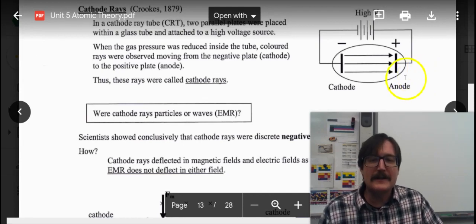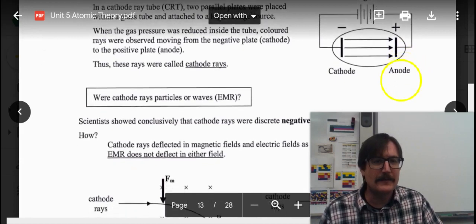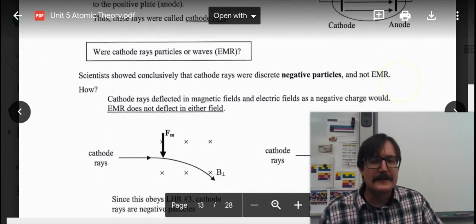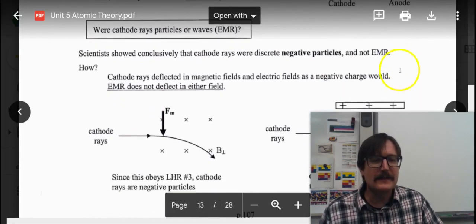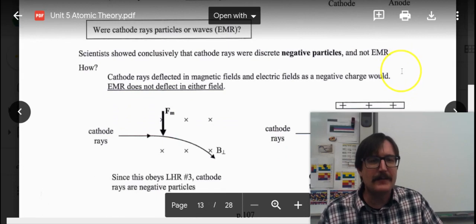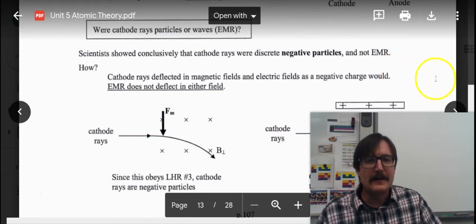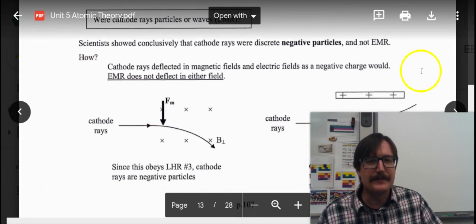All right, were cathode rays particles or waves of electromagnetic radiation? Scientists showed conclusively that the cathode rays were discrete negative particles and not EMR. Well, cathode rays deflected in magnetic fields and electric fields as a negative charge would. EMR would not deflect in either field.